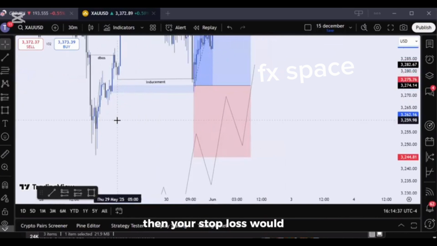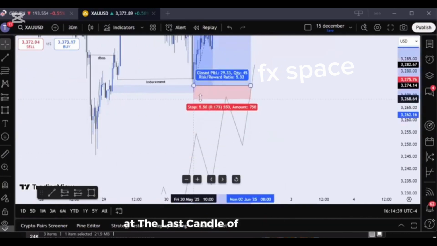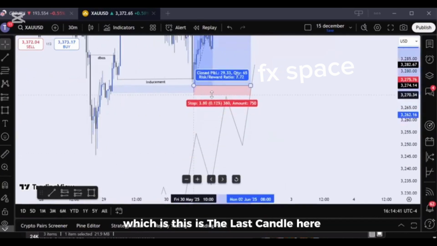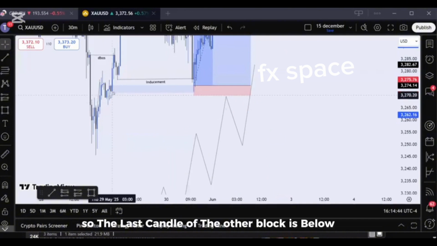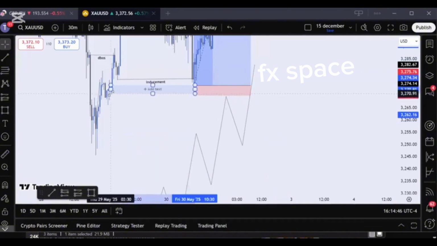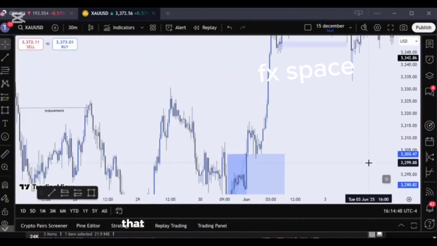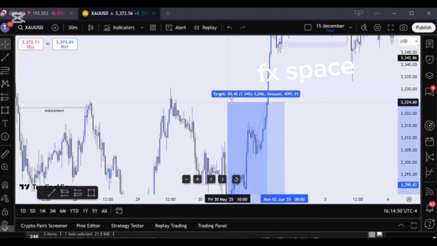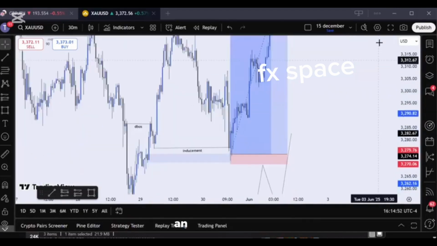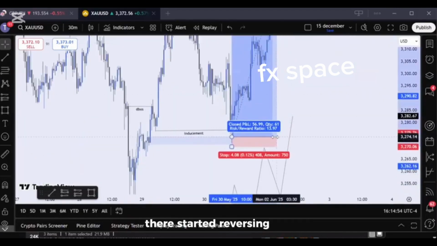Then your stop loss would be at the last candle of the order block, which is this last candle here. So the last candle of the order block is below here. So this is where you put your stop loss. So this was the trade on gold. That was why gold bought from here, and immediately price tapped there, it started reversing back.